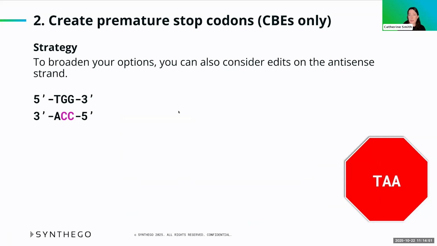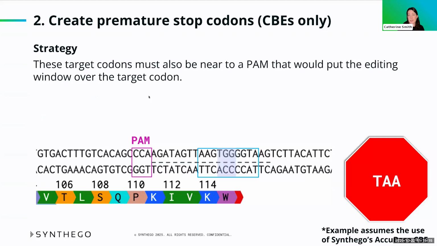So to broaden your editing options, you can consider creating a stop codon by targeting the non-coding strand. So for example, if you have an in-frame TGG tryptophan codon, you can target the cytosines on the non-coding strand and create a stop codon in frame on your coding strand. Regardless of the strand that you're targeting, you will need to select your guide RNAs such that your intended edit site is placed into the editing window.